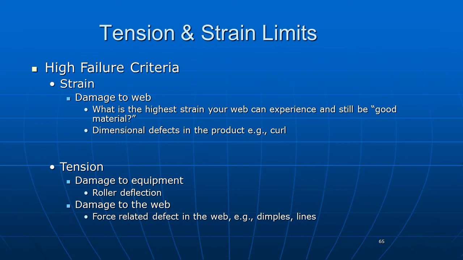Tension on the high side is actually damage to the equipment. Most webs run over rollers, and most rollers deflect when you apply tension to them. And so at some point, you're going to deflect rollers enough that you get into either tracking or wrinkle problems. Typically, you'll design your rollers to support a given amount of tension in the range that you expect to run. And if you exceed that tension, you may get too much deflection. So that's what we'll call damage to the equipment.